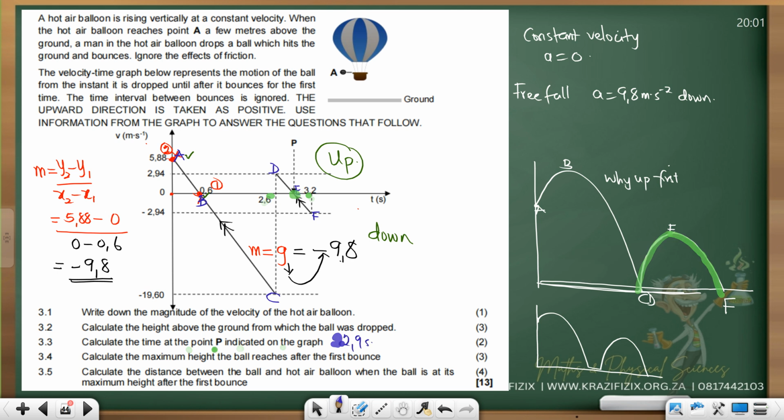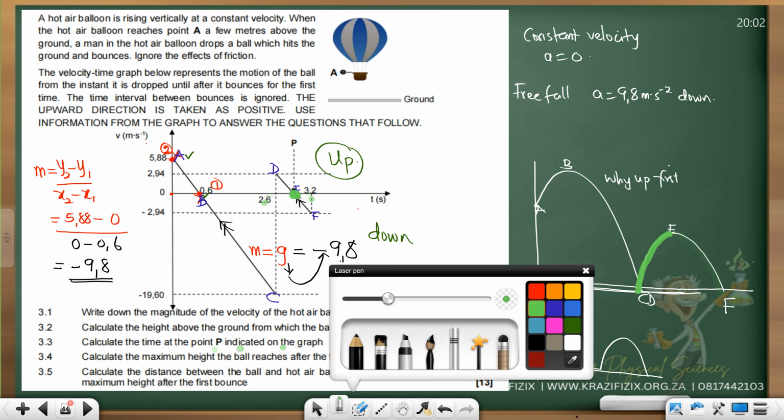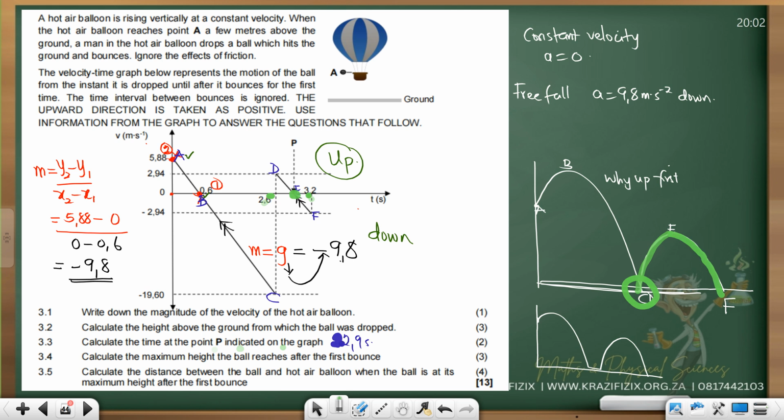I'm just going to explain the rest. Calculate the maximum height the ball reaches after the first bounce. Where's the height after the first bounce? The object bounces here, right? Where's the height it reaches? E. So you are working between D and E. Do you have the velocity at D? Yes. Do you have the velocity at E? Yes. You're done.